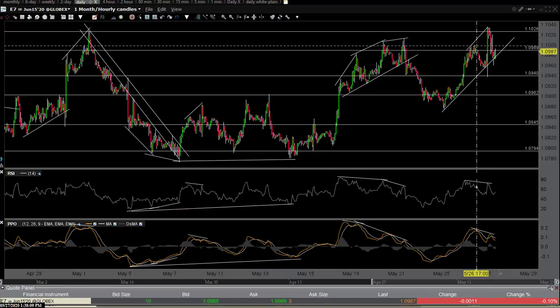What I suspect will happen is one more thrust up, possibly even a little false breakout there, just like a false breakdown scenario in the dollar, and we could extend these divergences. That doesn't have to happen.